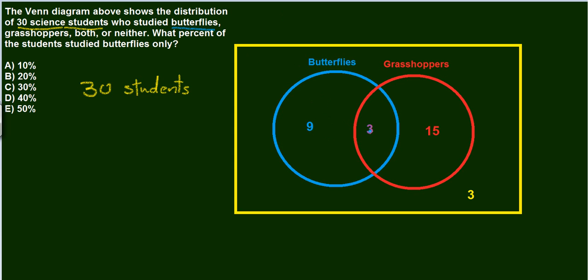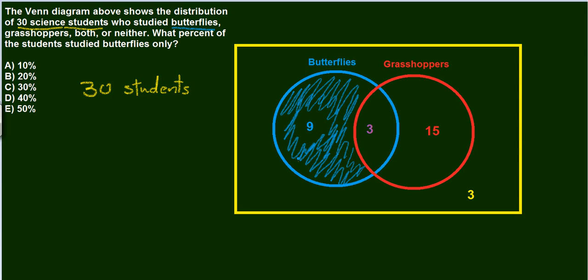So if we look at this graph over here, we have kids who study butterflies and kids who study both butterflies and grasshoppers. Something that's tricky about Venn diagrams, they could show you that the total number of kids who studied butterflies is actually 12, right? And 3 of them studied both. Right here, though, this number is indicating the number of only butterflies, not the number of total kids who studied butterflies. So I'll just give it a little shading to show that 9 represents only this part of the Venn diagram, not the total number of kids who studied butterflies. And that's an important distinction to make.